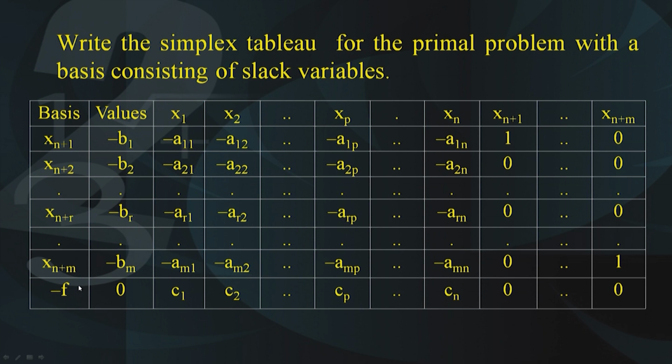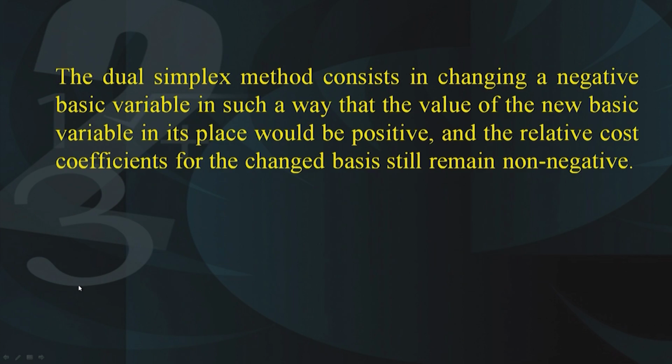So, the basis has been excluded towards the right. The dual simplex method consists of changing a negative basic variable in such a way that the value of the new basis variable in its place would be positive, and the relative cost coefficients or the deviations for the changed basis still remain non-negative, because that is the condition for optimality. If you remember, we must have all the deviation entries non-negative.